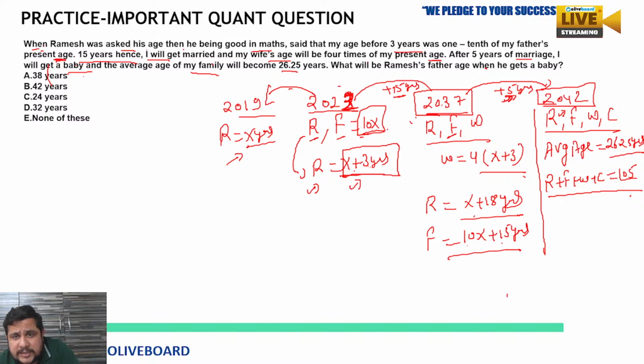x plus 3, then 15, oh sorry, x plus 18 plus 5, so x plus 23 years. This would be Ramesh's age. Now if I talk about the father, the father's age would be 10x plus 20 years. Clear? Now if I talk about his wife, because this is the age of Ramesh, now his father, now wife.